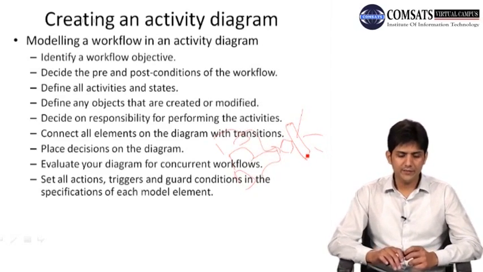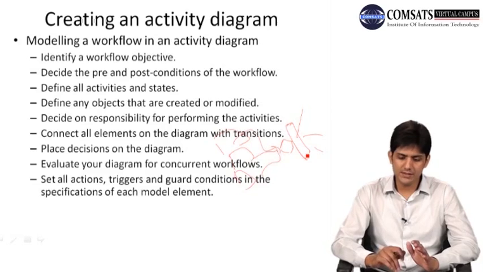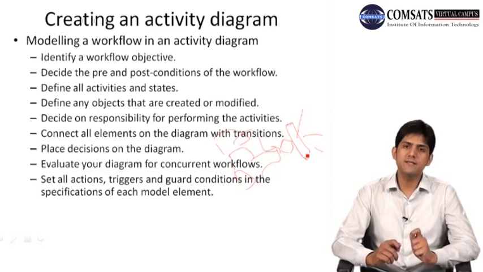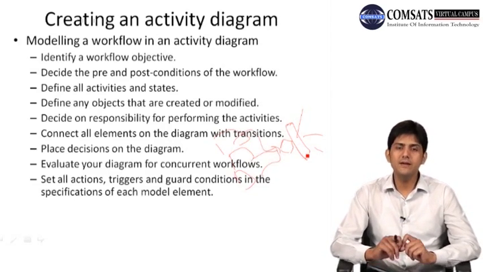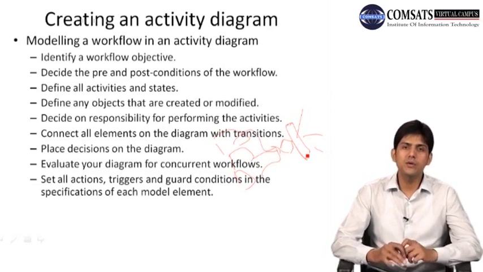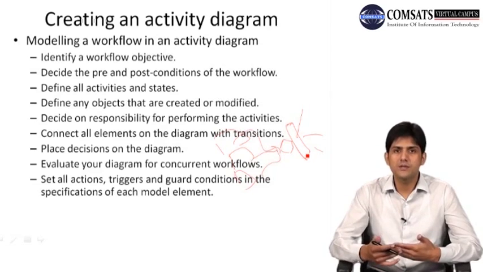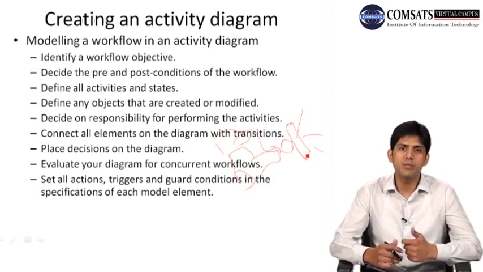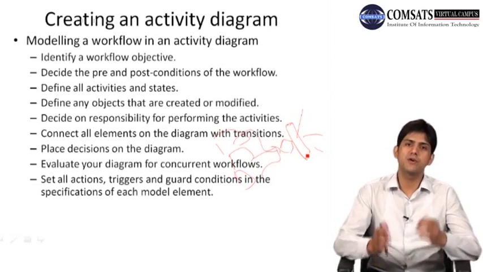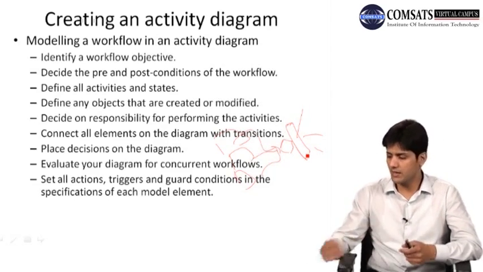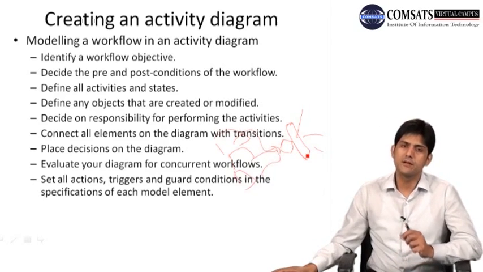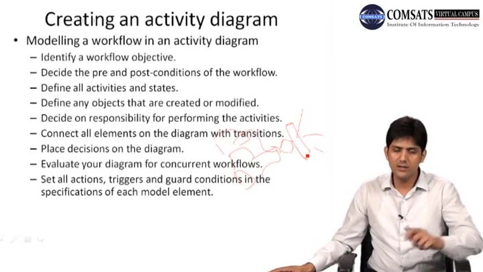The final thing is that we need to set all actions, triggers, and guard conditions in the specification of each model element. We need to be very clear about what we mean by a trigger in the case of a diagram. For example, by trigger we mean that we will make a transition from a certain state to the next state. So we need to identify those things whenever we make an activity diagram related to the certain objective that we identified in the first step.